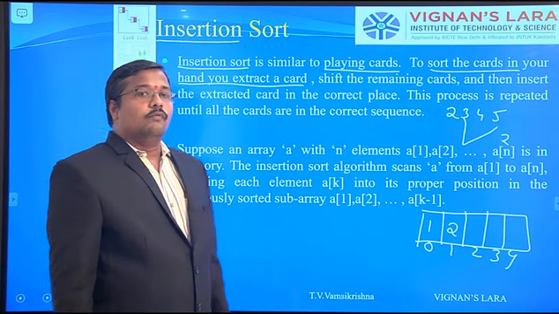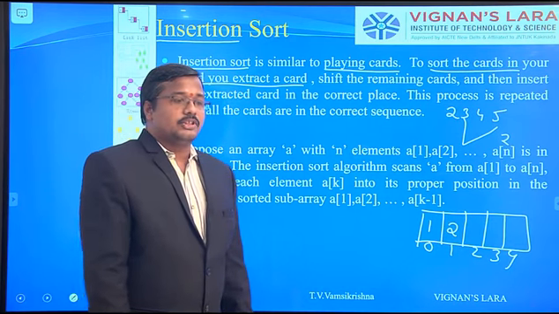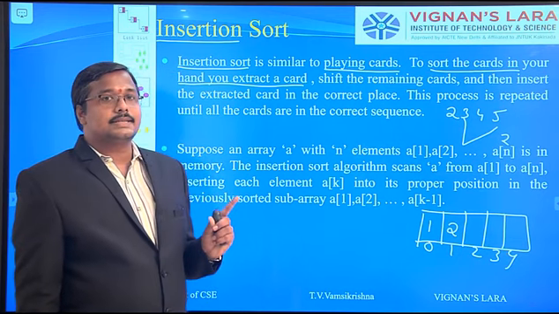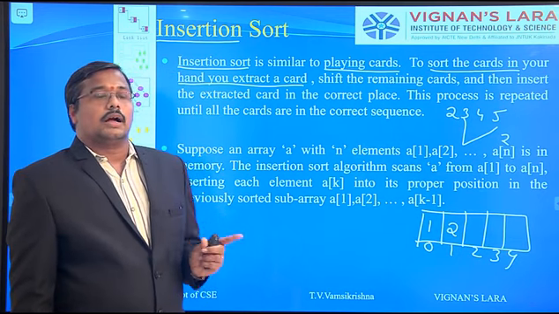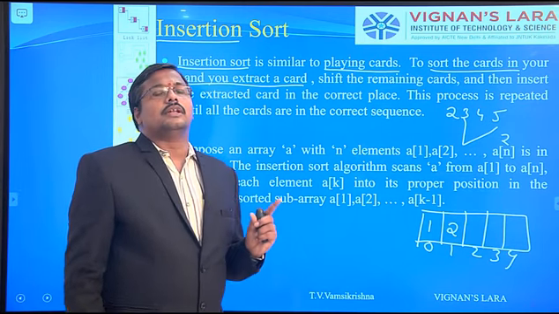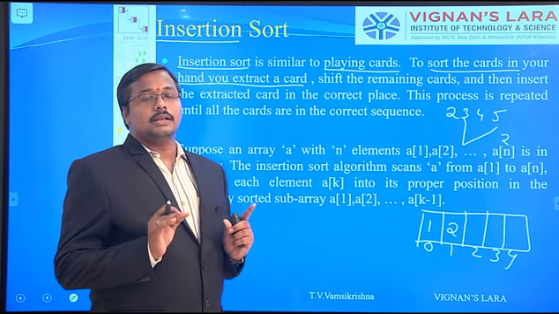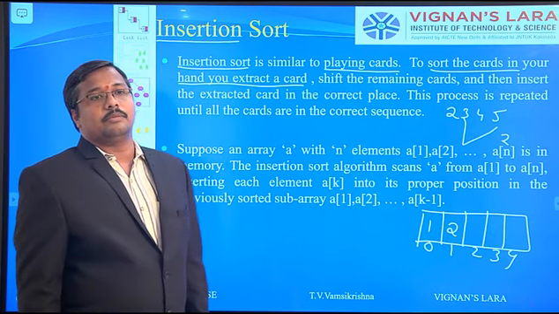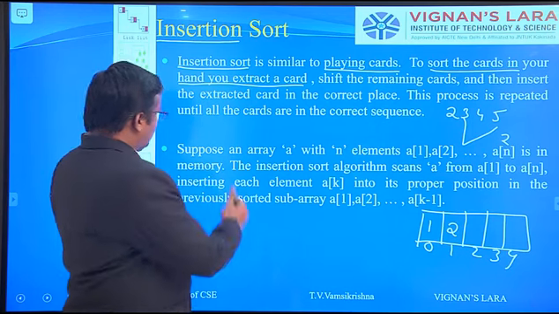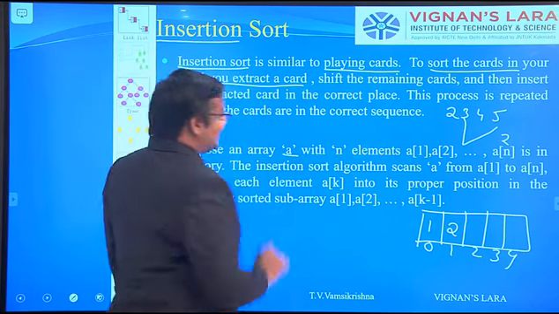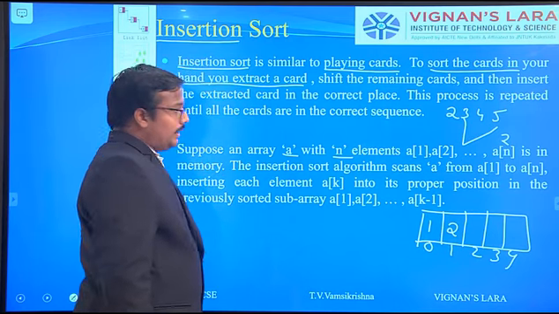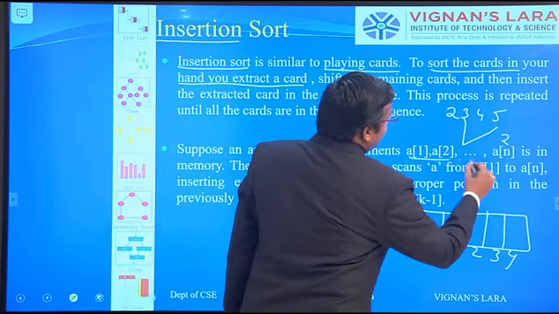In general, whatever the sorting technique may be, we take 2 inputs: one is the array and the next one is the size of the array. The size of an array refers to the number of elements stored in the array. So here A is an array and N refers to the size of the array.